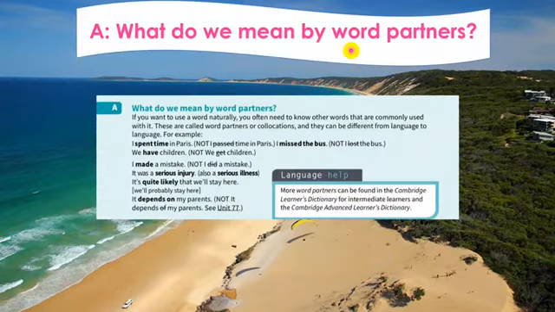What do we mean by word partners? If you want to use a word naturally, you often need to know other words that are commonly used with it. These are called word partners or collocations, and they can be different from language to language. For example, I spent time in Paris, not I passed time in Paris. I missed the bus, not I lost the bus.